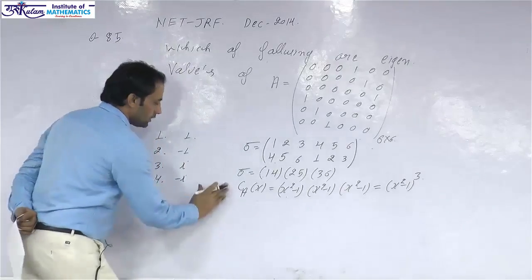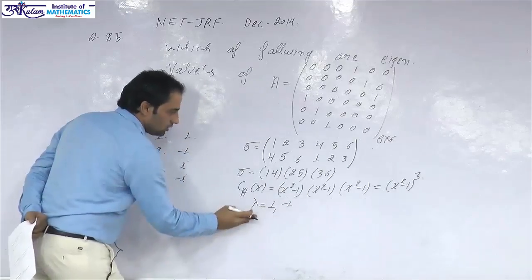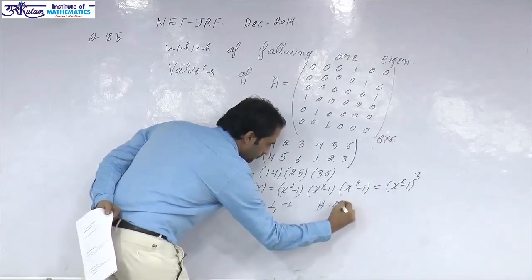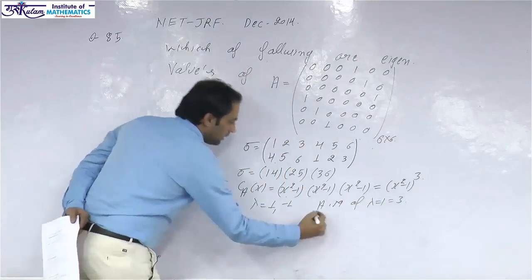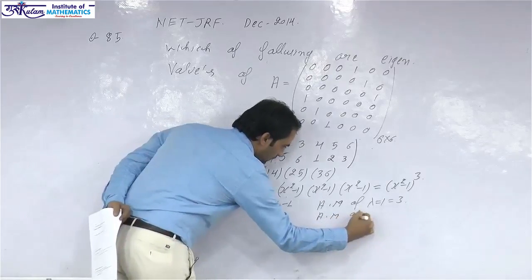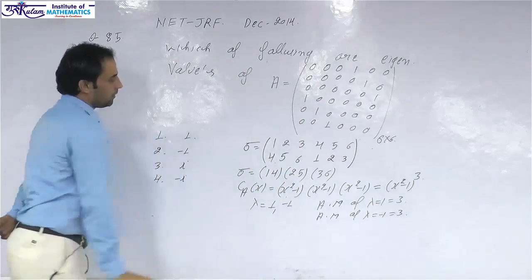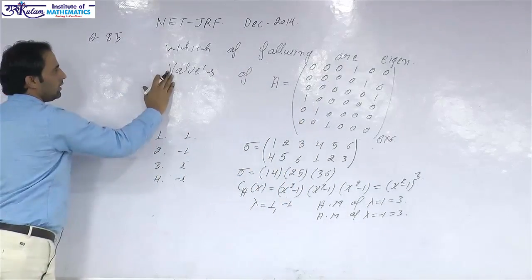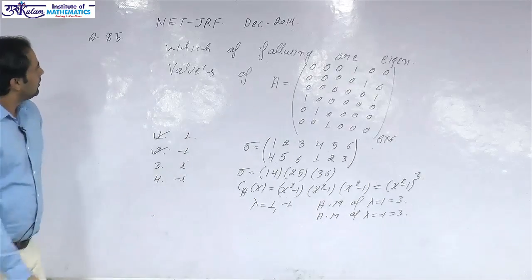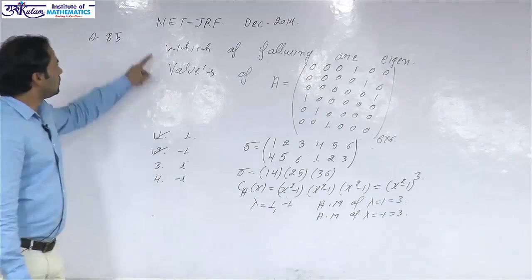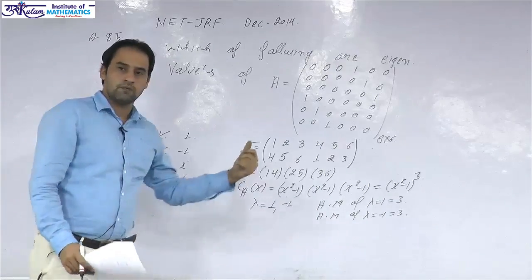So the eigenvalues of this permutation matrix are 1 and -1, and you can also easily check the AM of lambda equal to 1 is 3 and the AM of lambda equal to -1 is also 3. So the question is simply the eigenvalue of this permutation matrix. So the answer is first and second. So this is the question from December 2014 NET JRF, question number 85. So the answer is simply 1 and 2.